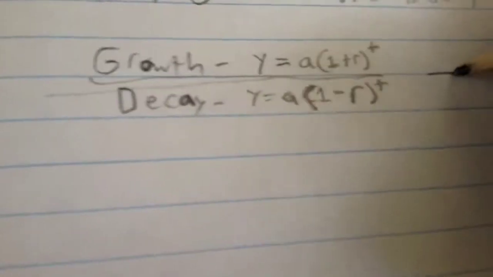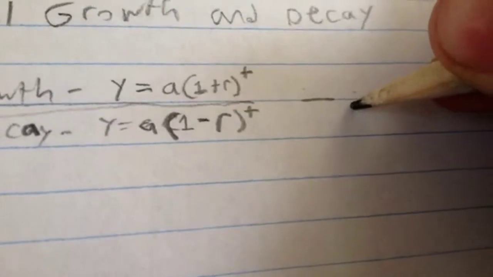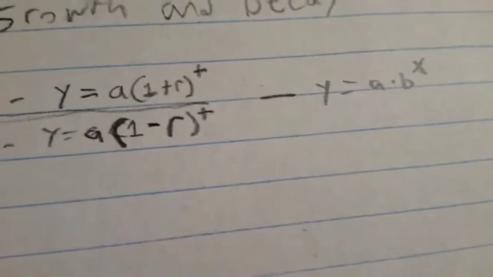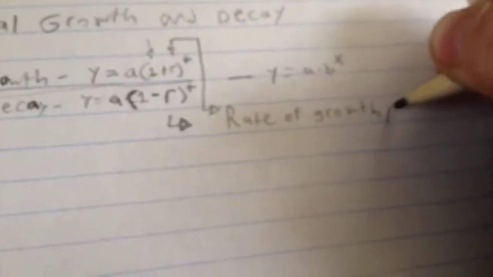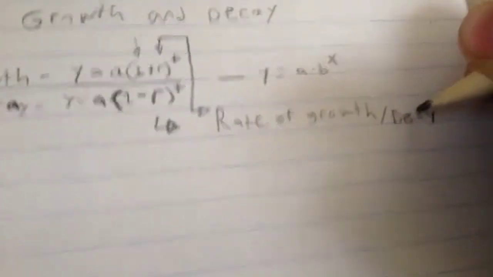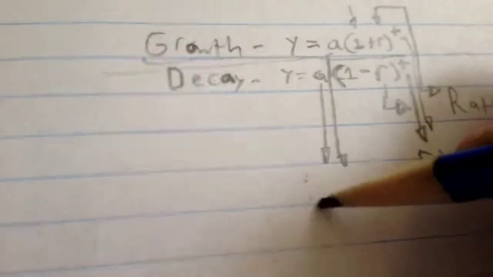And the reason for this is that you'll notice it's very similar to the exponential formula, except for the r and the 1. The r is the percentage at which the thing grows or decays over time, t is the time period, and a is the initial value.